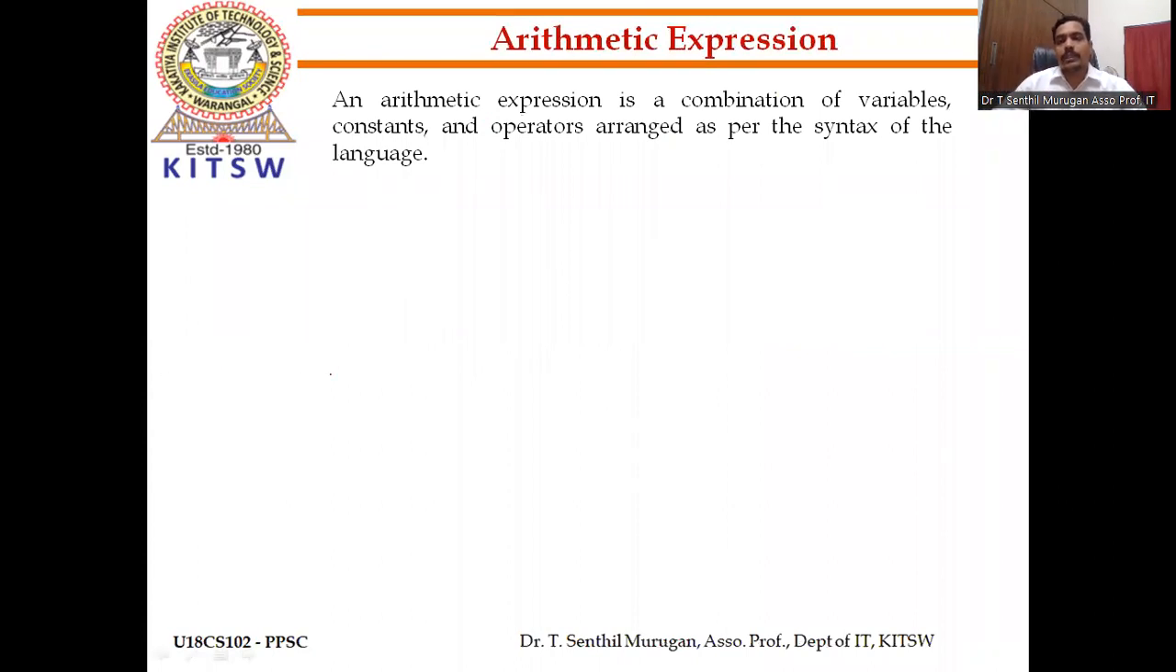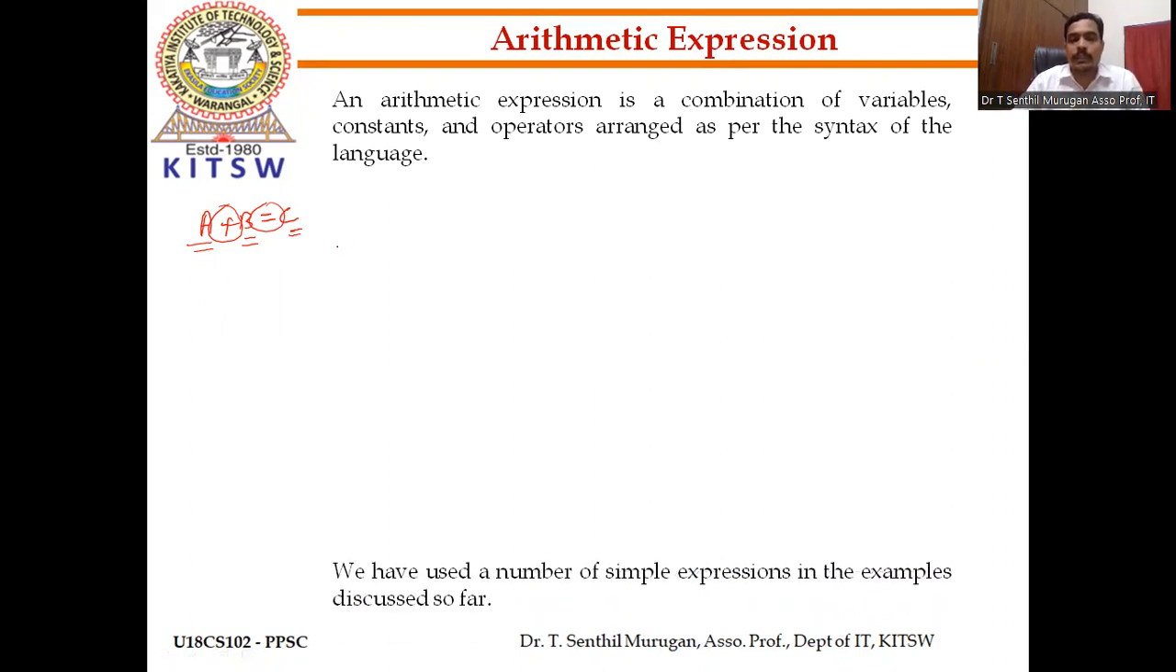What is an arithmetic expression? An arithmetic expression is a combination of variables, constants, and operators arranged as per the syntax of the language. For example, we know the arithmetic expression A plus B equal to C. Here the operands are these, and these are the operators. With operators and operands, we can perform arithmetic expressions.